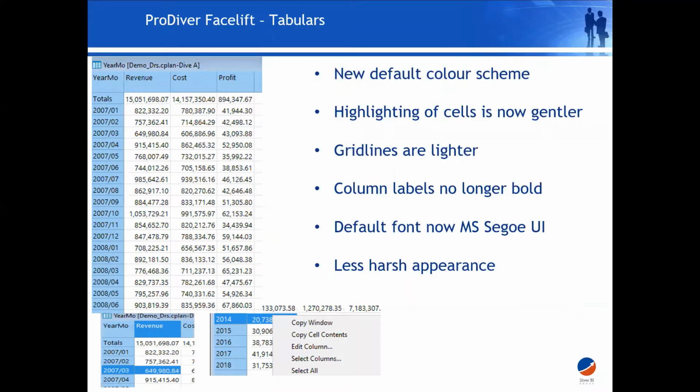The tabular window, as you can see, now has a default color scheme. The scheme can be changed from the preference dialog as before, but the highlighting of cells is now gentler, rather than just inverting colors. Also, the grid lines are lighter. The column labels are no longer bold, and overall it has a much less harsh appearance, and the default font is now changed to MS Segoe UI.